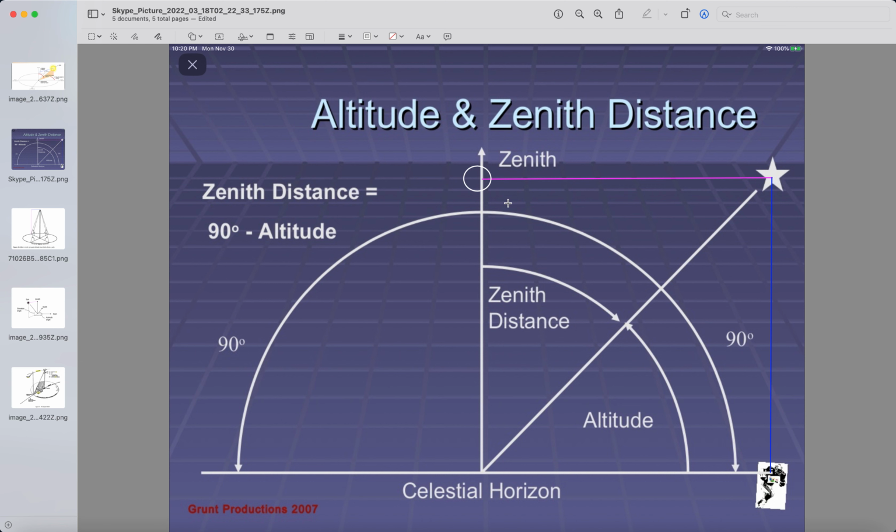And 1 degree is equal to 60 nautical miles. That's the only way it can work. It can't work without parallel zeniths. It's impossible to work any other way.